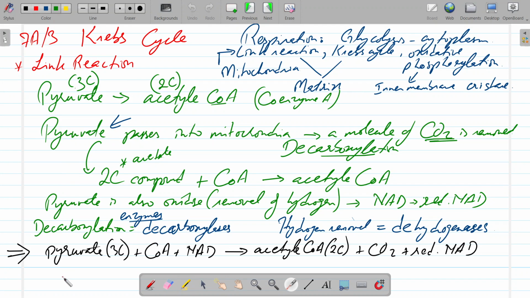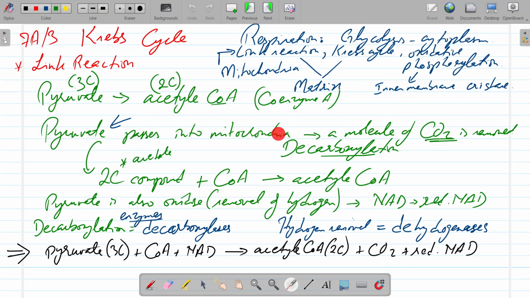The overall reaction that occurs is that the pyruvate combines with coenzyme A, and NAD is also involved. It's converted to acetyl coenzyme A, which is a 2-carbon molecule. Carbon dioxide is released, so that's the first release of the waste carbon dioxide, and you get reduced NAD.